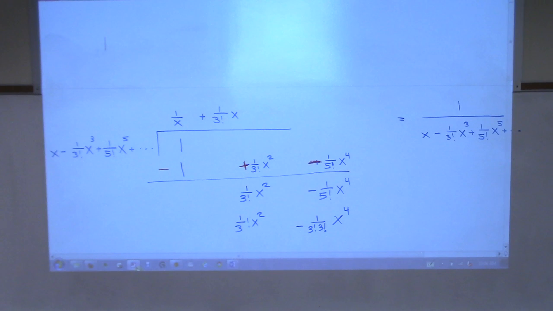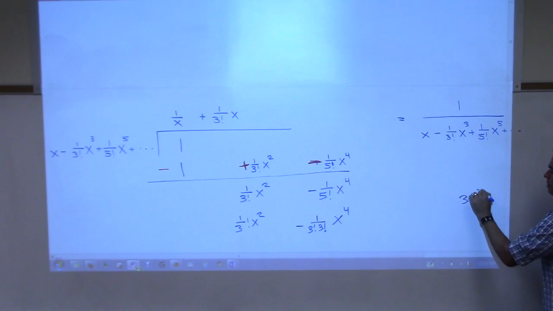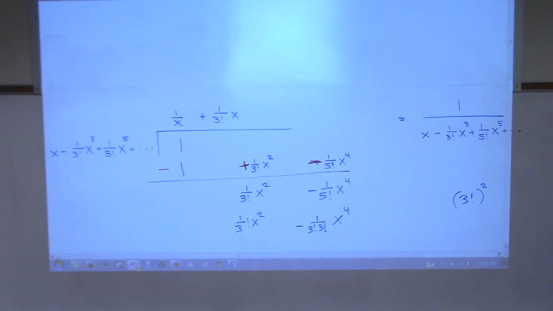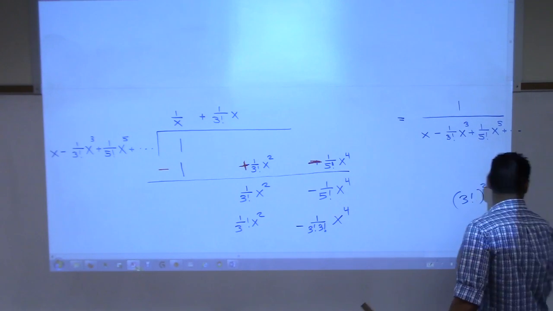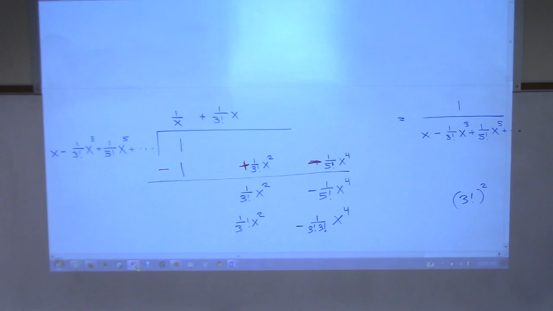Question, yes. Is it the same thing as 3 factorial to say, like, that this squared? Yeah. As long as you write it like this. Yep, it is. Now, I didn't go any further, did I? I didn't go any further. So we'll stop there.